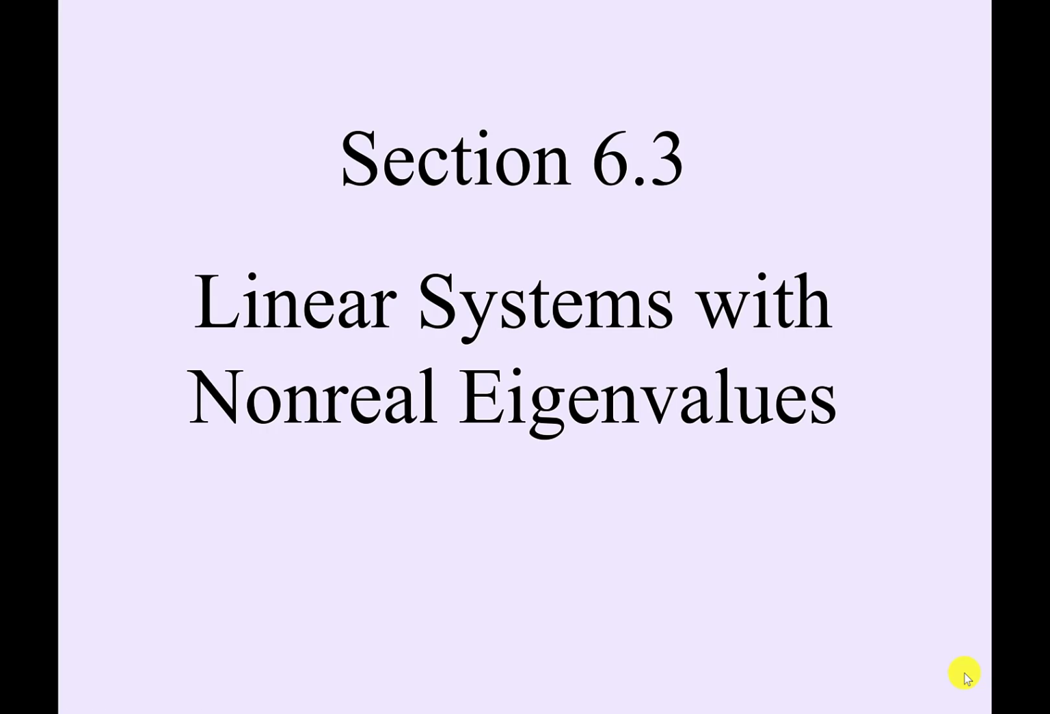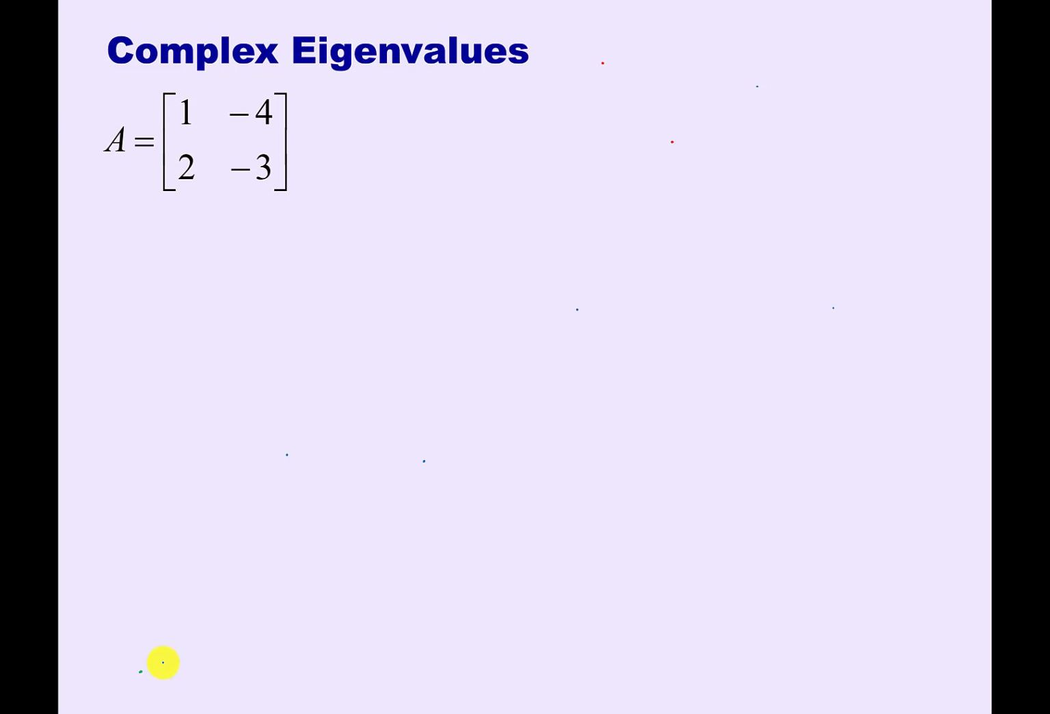So we're going to talk about how to solve linear systems that have non-real eigenvalues, so complex eigenvalues. So here is an A from a matrix vector system of x prime equals Ax, and we are going to compute A minus lambda I, so 1 minus lambda, negative 4, 2, negative 3 minus lambda. Find the determinant of that, which would give us a lambda squared, minus 3 lambda plus 1 lambda, so plus 2 lambda. And then we have a minus 3 plus 8, which is plus 5 equals 0.